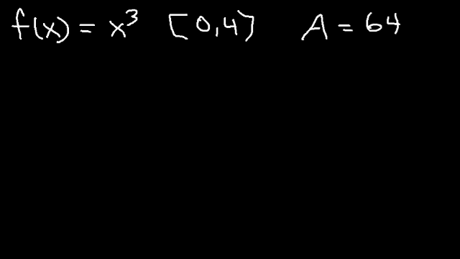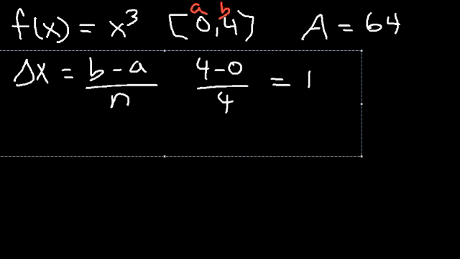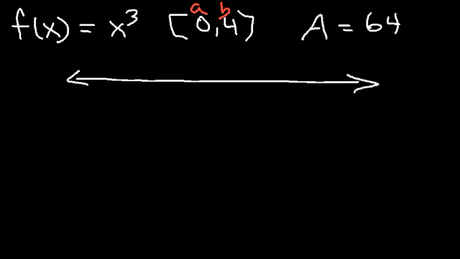So first, we need to calculate delta x, which is b minus a divided by n. A is 0, b is 4. So it's 4 minus 0 divided by 4. Delta x is 1. So let's make the number line from a to b, 0 to 4, with a width of 1. So the width of each rectangle is 1. So we have 5 points, 4 intervals.